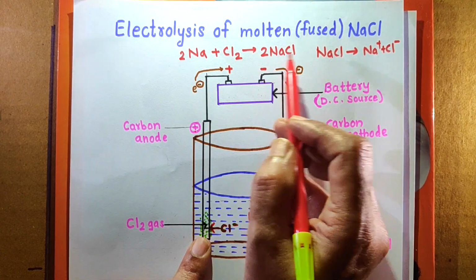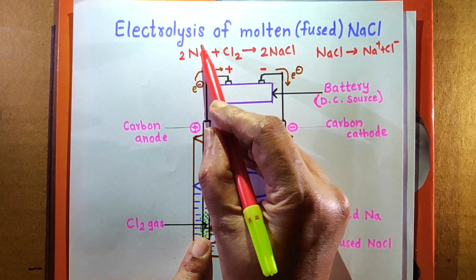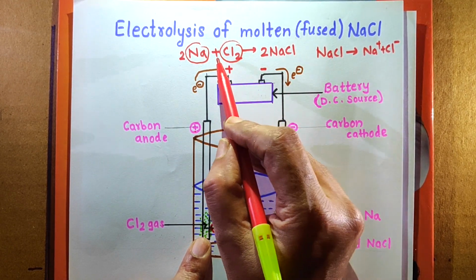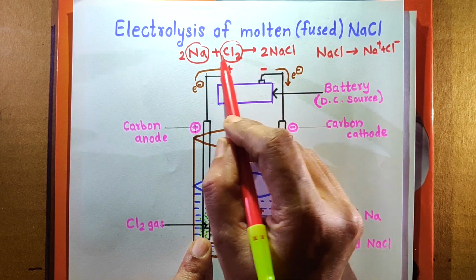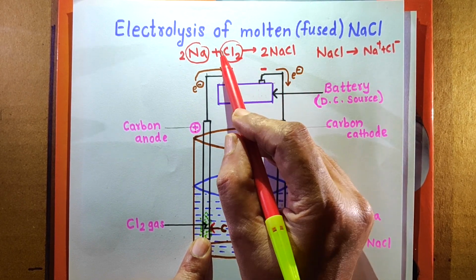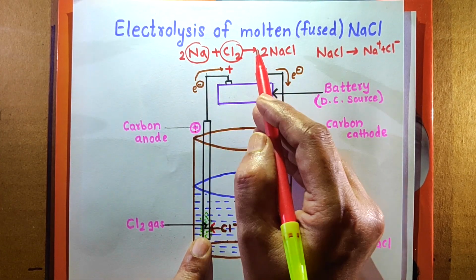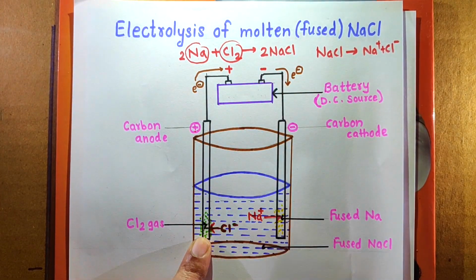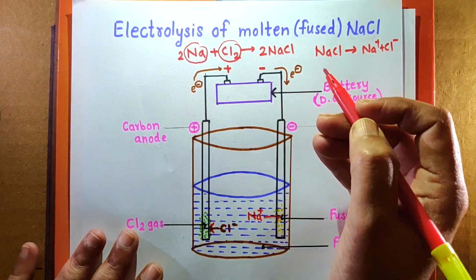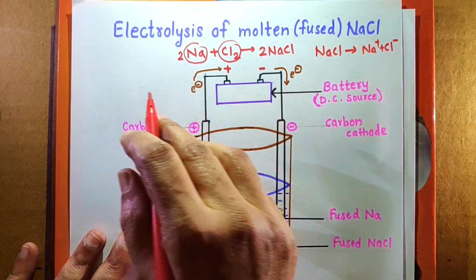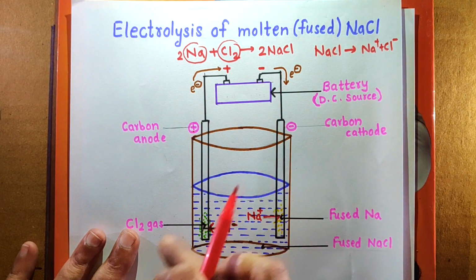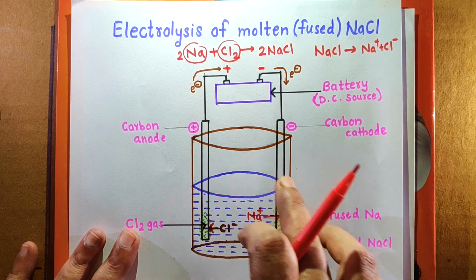That means this reaction takes place here. Sodium metal is obtained and chlorine gas is obtained. That is, decomposition of NaCl is taking place. The reverse reaction of this is taking place here. That is, decomposition of NaCl will take place to give sodium metal and chlorine gas. And remember that the decomposition of an ionic compound by supplying electrical energy is called electrolysis, and the device in which this electrolysis takes place is called an electrolytic cell.